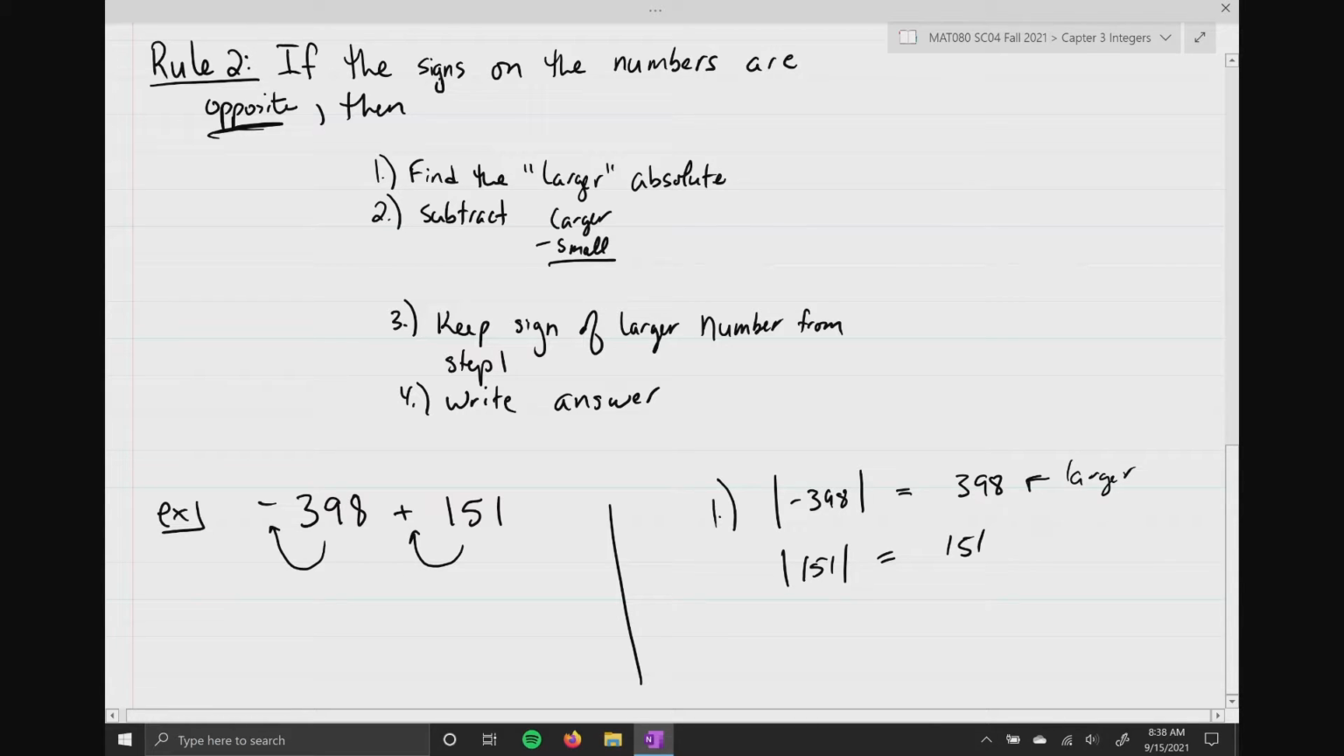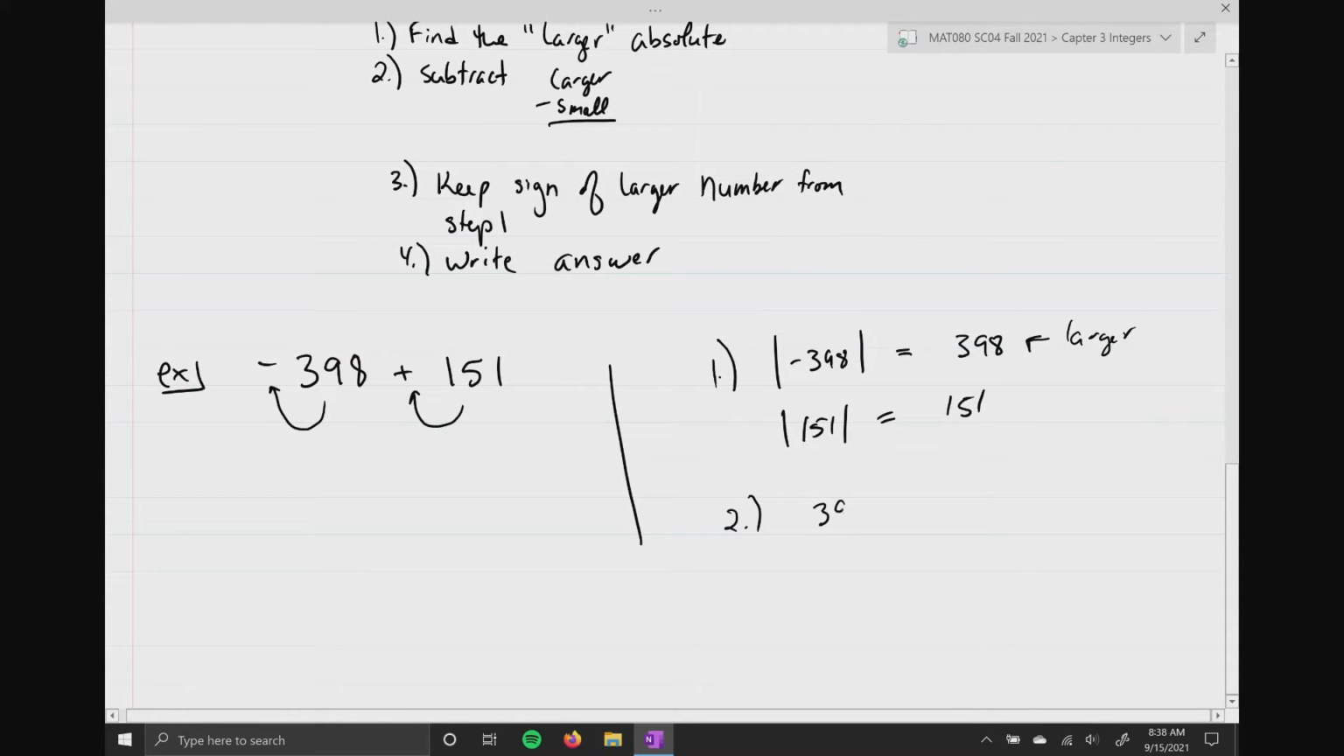So that's step 1. Step 2, all you're going to do is subtract. Large number minus small number. So, step 2, 398 minus 151. Well, let's see. We get a 7, a 4, and a 2. So I know numerically my answer is 247. The question becomes, what's its sign? Well, if you look at step 3, it says keep the sign of the larger number from step 1. Well, what was the sign of the larger number? It originally was what? Negative. So your answer is negative 247.